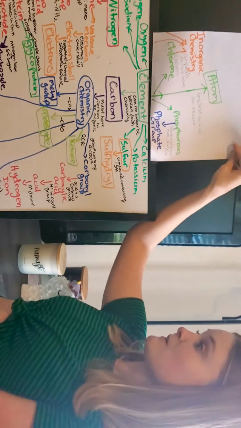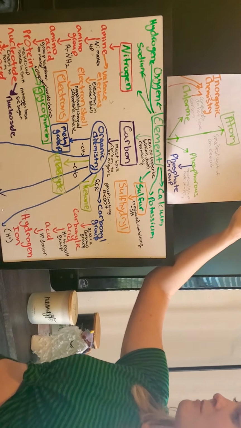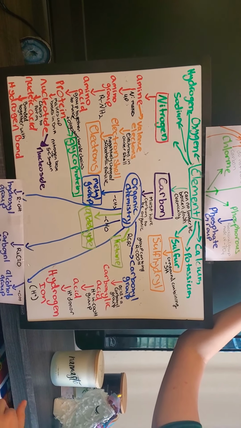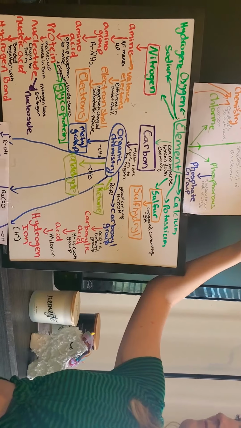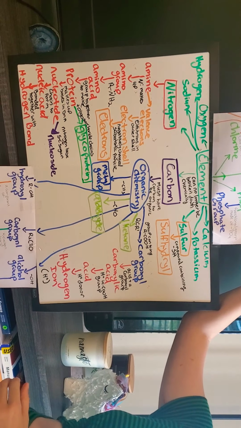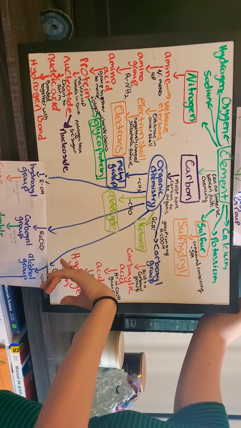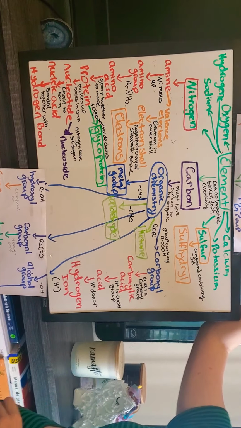One of the most important elements is carbon. Carbon is essential in organic chemistry. All organic compounds must contain carbon. That's what makes them organic. Some examples of functional groups within organic chemistry are methyl groups, aldehyde, and ketone groups.